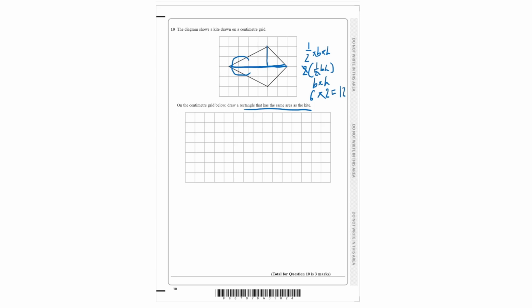We can simply draw this as 2 and 6. We can count all the squares to make sure this is correct. This is 1, 2, 3, 4, 5, 6, 7, 8, 9, 10, 11, 12. And since the area of the kite is 12 and the area of the rectangle is 12, we are correct.